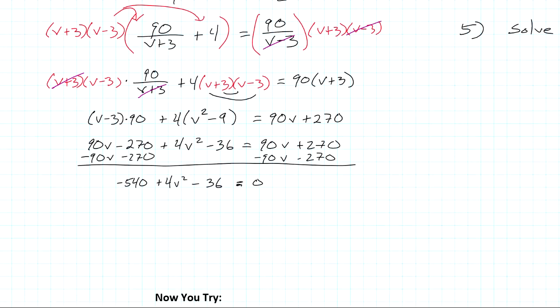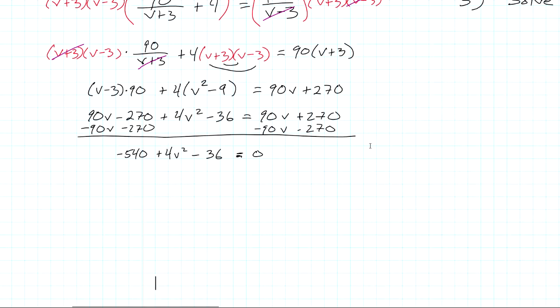And then we can combine like terms here to get 4v squared minus 576, it looks like, equals 0. And then there's no more v terms, so I can actually solve this without factoring. I can add the 576 to the other side and then divide by 4. Does 4 go into 576? It does, because 76 is 4 less than 80. So let's figure that out.